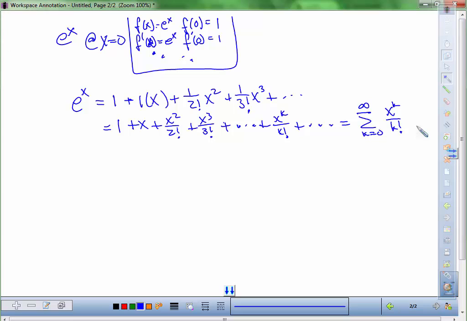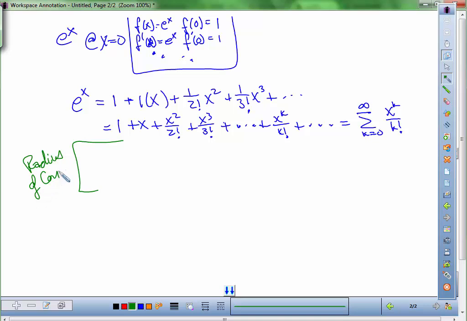Now, to find a radius of convergence, we'll do this little exercise to remind you how to find the radius of convergence. What we do is we use a tool or a test, called the ratio test. Remember the ratio test?